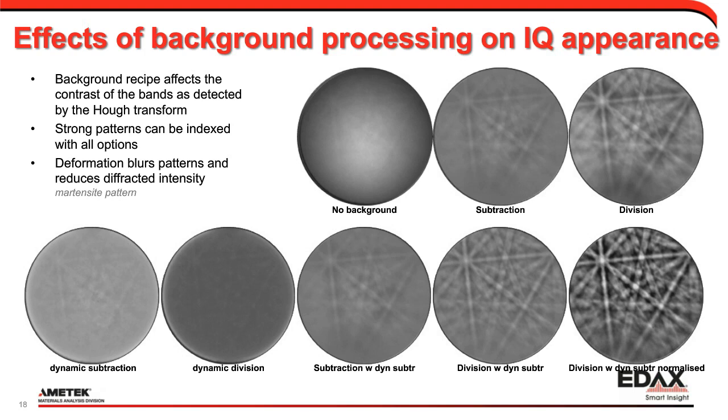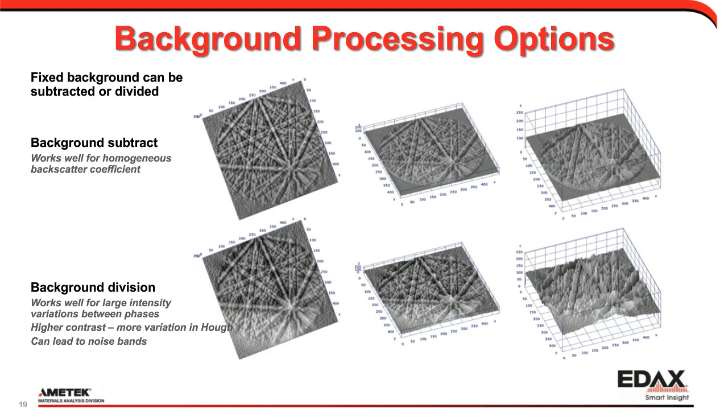So over there in the bottom left corner, dynamic subtraction and dynamic division both have very, very weak pattern intensities, and because of that, I could have issues. This is going to be a deformed martensite, by the way. So again, I can do these fixed backgrounds. I can subtract them. I can divide them.